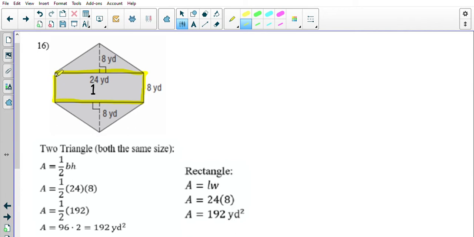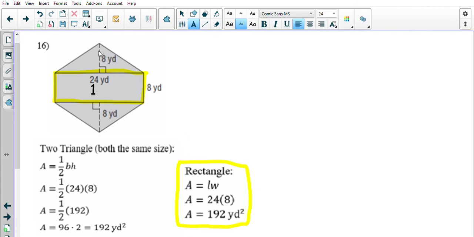So base times height, or length times width, is 24 times 8. That gets us a total area of 192 yards squared. Then my two triangles: sometimes students want to split it into 4 triangles because of the dotted line going through these. Just treat the entire triangle as one.